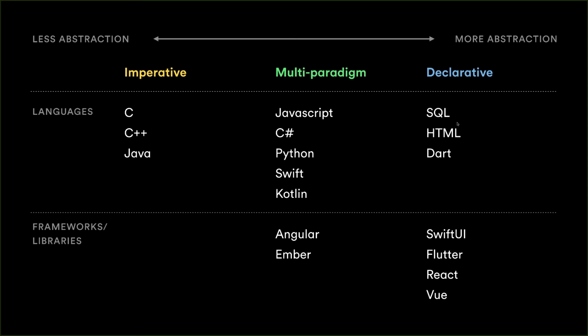Declarative languages include HTML and SQL and Dart, for example. And then you also have frameworks and libraries like Flutter and SwiftUI, for example, and Vue. But you also have some languages that are kind of in the middle that use aspects of both. And these are just typically called multi-paradigm languages or frameworks, for example.